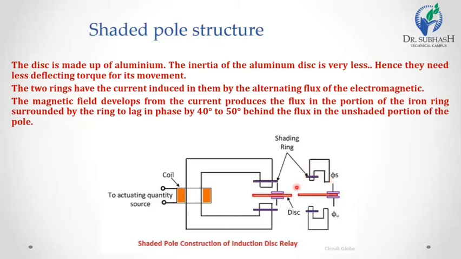of the pole. So if an angle is produced between these two fluxes, the shaded pole flux and the unshaded part flux, then it will create the split phase. And this is the reason the disc will move.